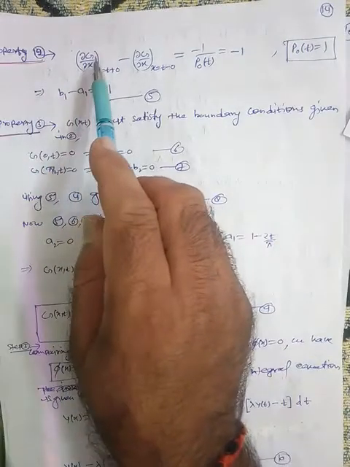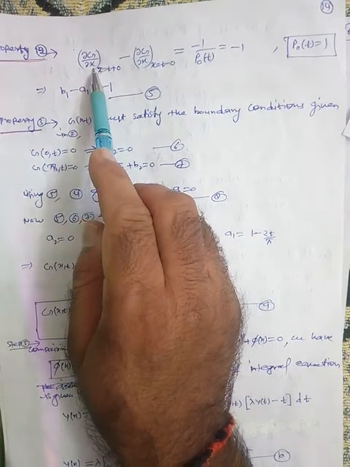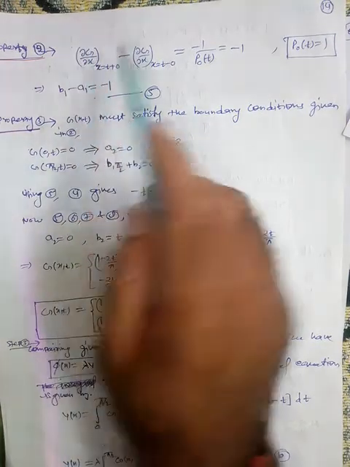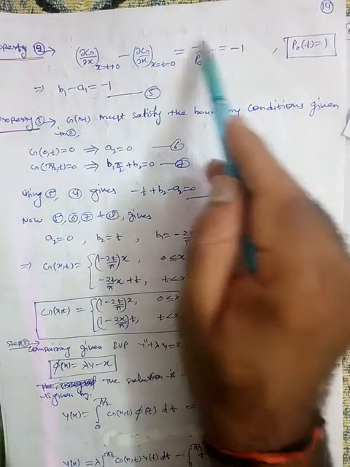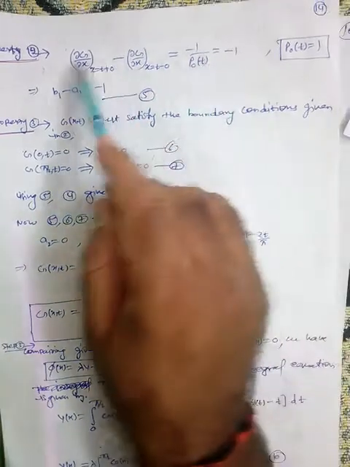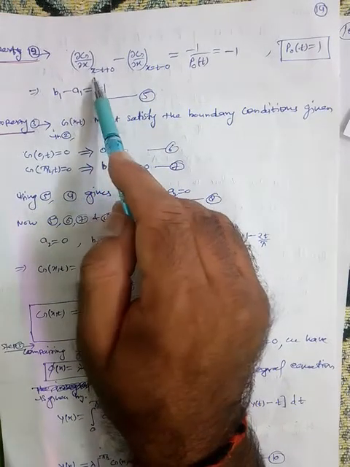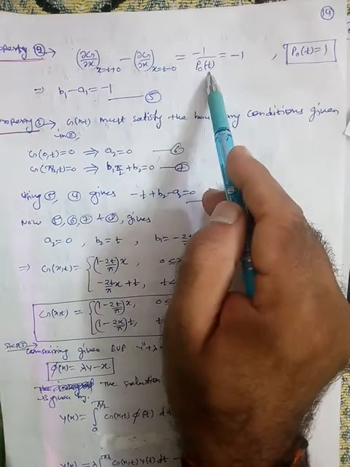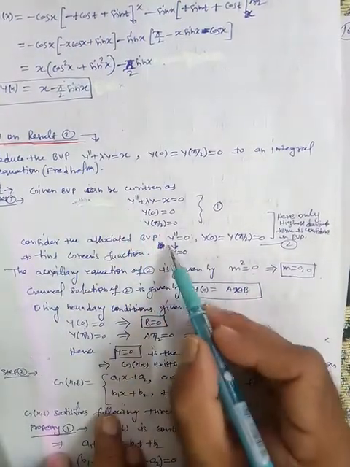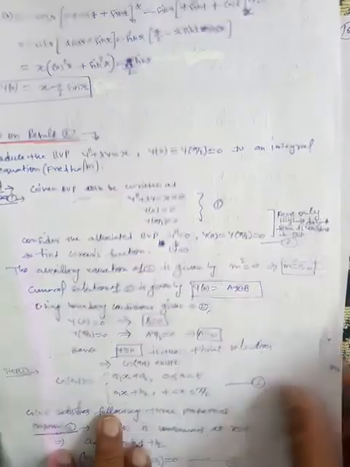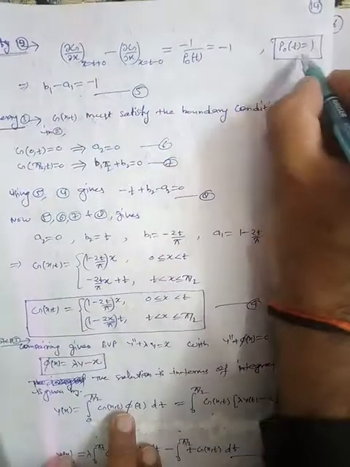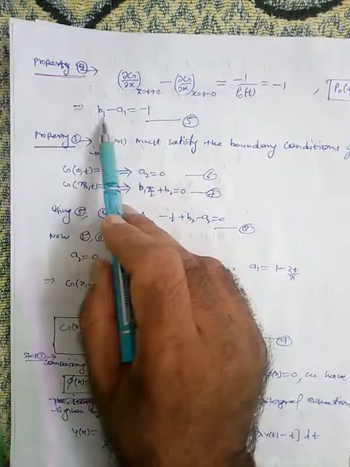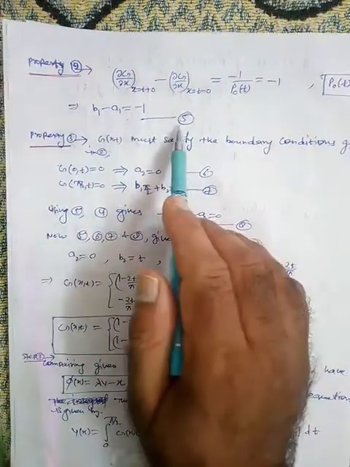Now property number 2. The (n minus 1)th derivative has a discontinuity of minus 1 by p0(t). That means the first order derivative: del g by del x at x = t + 0 minus del g by del x at x = t - 0 is minus 1 by p0(t). What is p0? Comparing the highest order derivative here, p0 is basically 1. So p0(t) is 1. So b1 - a1 is minus 1. This is equation number 5.